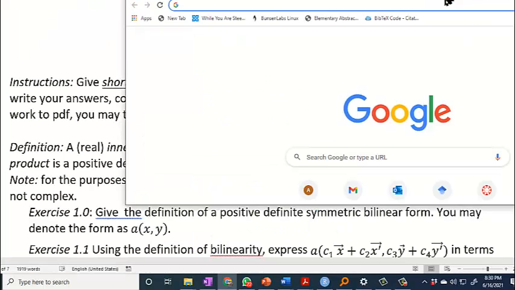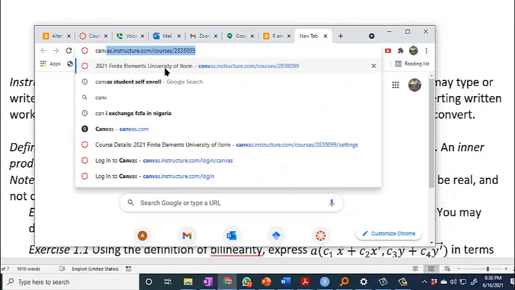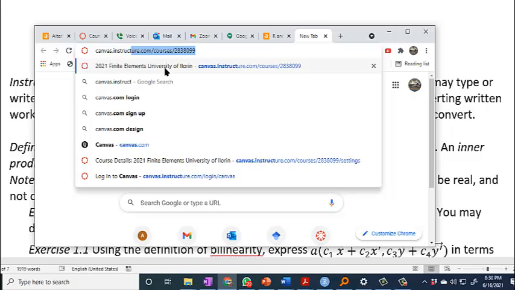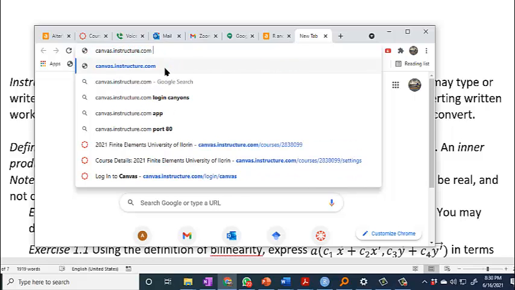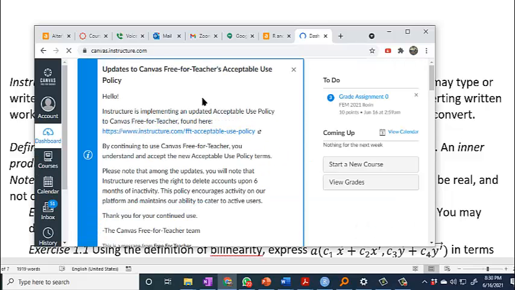Okay, let's see, I think you can't see it. Cam Scanner, Canvas, canvas.instructure.com. Alright, and that will take you to the website. You can type on your phone or on your computer. It will take you to the website and you should be able to log in. Mine has already logged in because I've stored my login information.